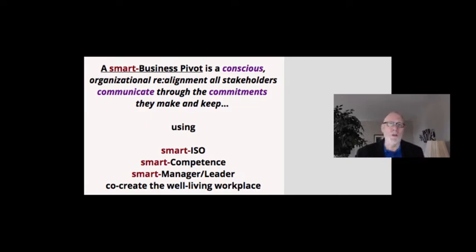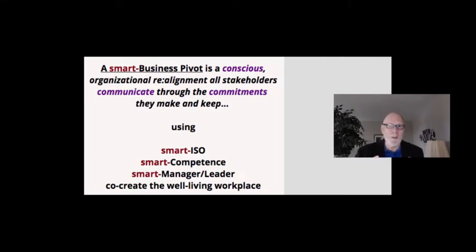Business pivot itself is about a conscious organizational realignment. All stakeholders communicate through the commitments they make and take. Now, there's three really key words here: conscious, communication, and commitments. It's important, if not critical, that all stakeholders are clear and conscious about the business pivot. Therefore, they'll be able to talk about it amongst the people that they interact with.